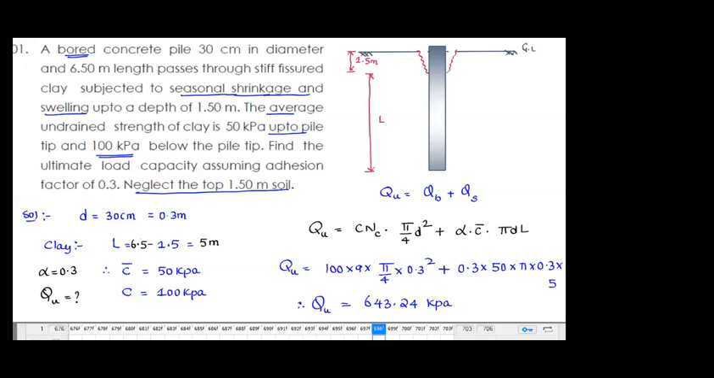The answer is 134. Why are you getting 134? Please check it once again. Pi by 4 into d square, 0.3 square into. Okay. Maybe I have done it wrong. Okay.